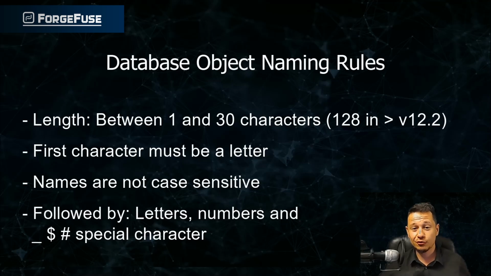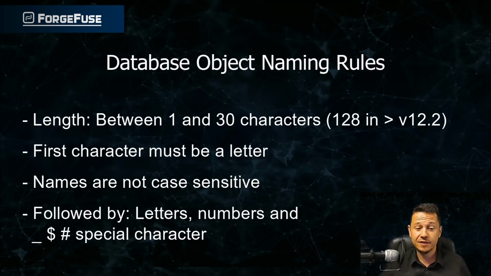So to go through the naming rules for the objects, for example, when you are creating a table or some other object, the length has to be between 1 and 30 characters. This is a little bit ambiguous because in the newer versions of Oracle, higher than 12.2, you can have 128 characters. I don't think you have to worry on the exam on the length of the object because the exam tests from 11G till 19C versions of Oracle database.